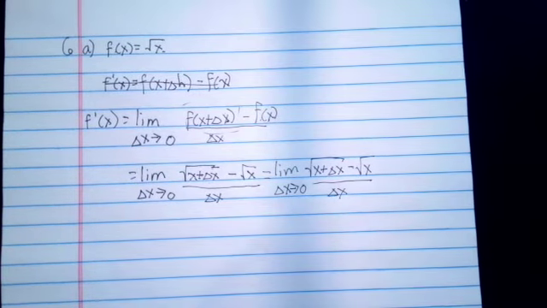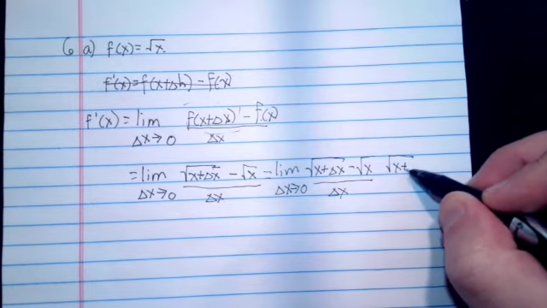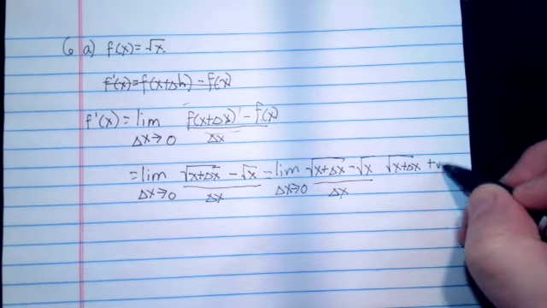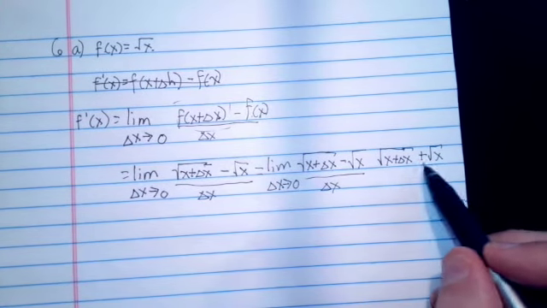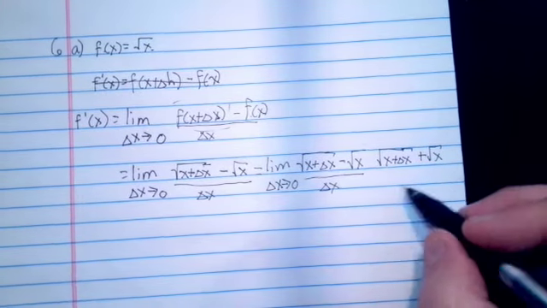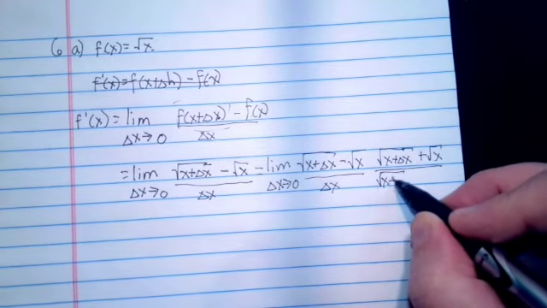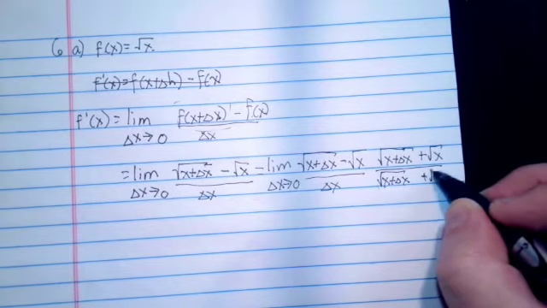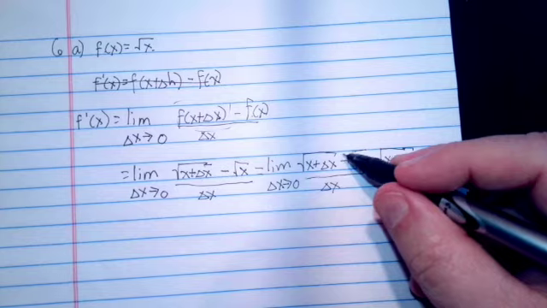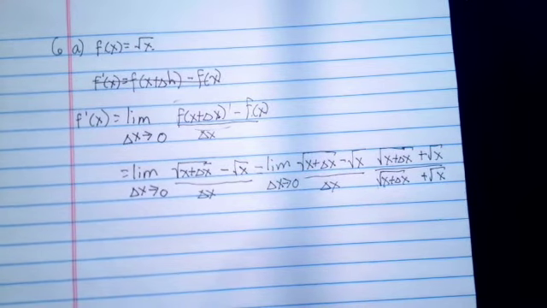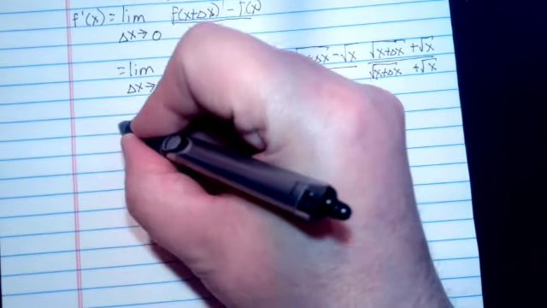Alright, so we'll have the square root of x plus delta x plus the square root of x. Remember that with the conjugate, you change the operation between the two terms. And then you'll multiply by the same expression in the denominator, so that we are multiplying the entire fraction by 1.